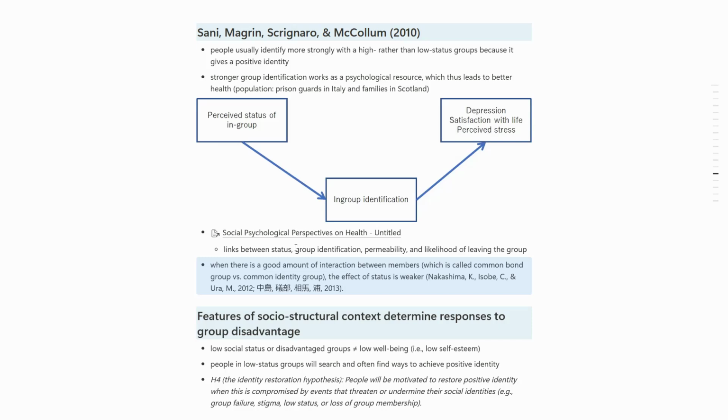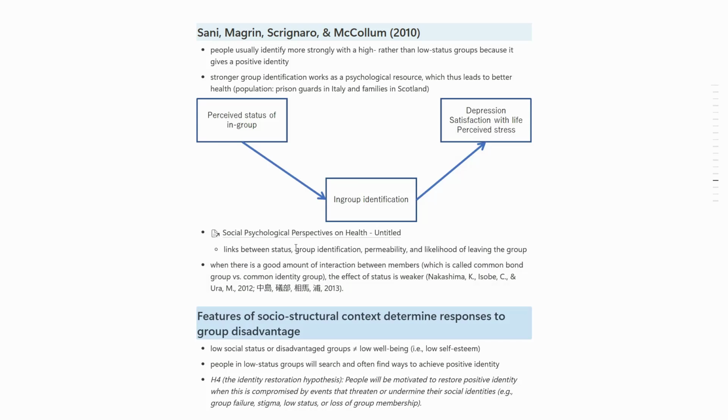between social status and health is present because people are motivated to have positive identity, and high status is positively related to stronger group identification. And stronger group identification can work as psychological resources, and such psychological resources help them to achieve better health. That's the explanation. That's our explanation, I guess.